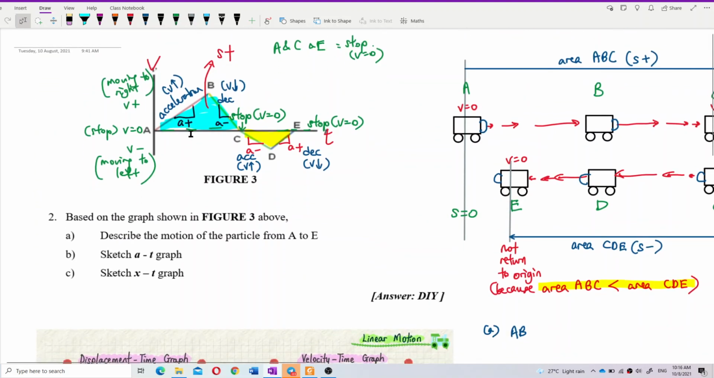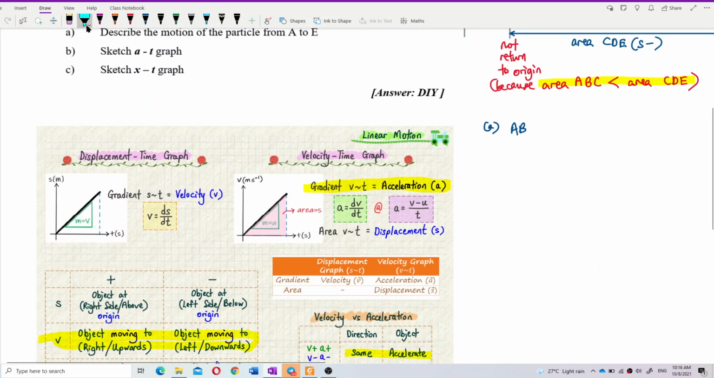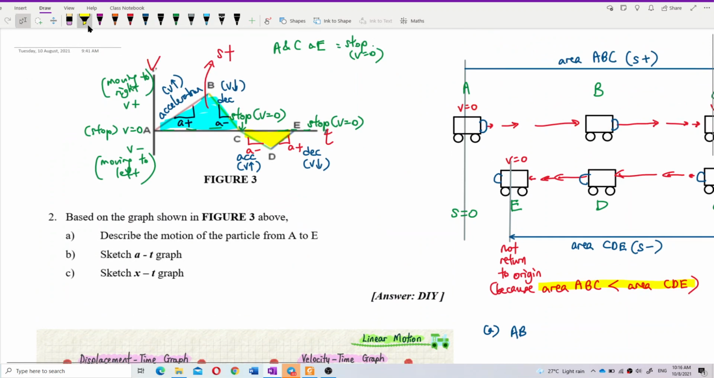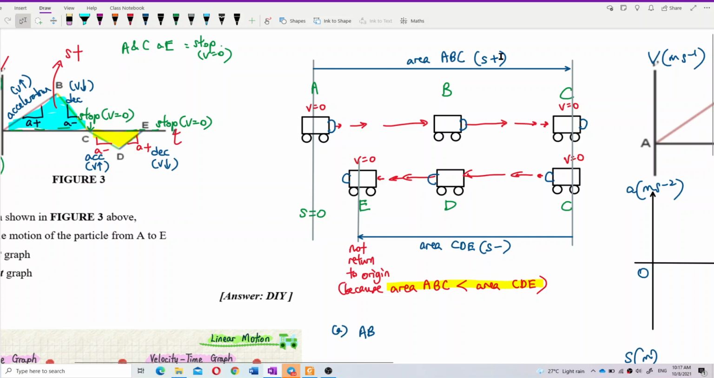Okay, so what I want to say is the area under the velocity time graph is the displacement. Yeah, this is the thing you should know also. Okay, now look at this blue area. This area is the displacement, but this area is above the time axis. So this is a positive displacement, which means the area ABC means positive displacement.